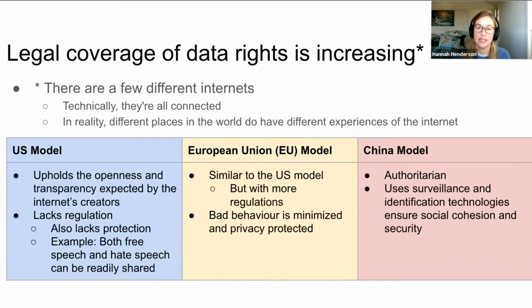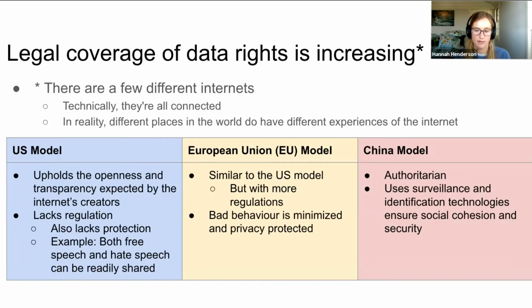The EU model is similar to the US model, but it does have more regulation. So it's targeted at minimizing bad behavior and increasing privacy protections. So stuff like consumers have the right to be forgotten. They have the right to request to have their information deleted. Then there's the China model, which is a bit more authoritarian. It uses surveillance and identification technologies to ensure social cohesion and security.